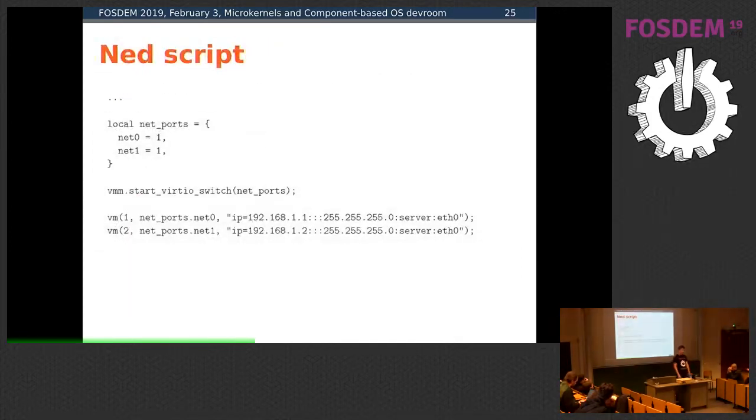So our final Ned script, which includes the import of the vmm.lua script, can look something like this. Our net_ports table is what we pass to the start_virtio_switch wrapper. And as we have just seen, it will create the factory capability and also our port capabilities, and will populate the net_ports table with them. And we can just start each VM by passing it its own net VirtIO capability, its port capability.